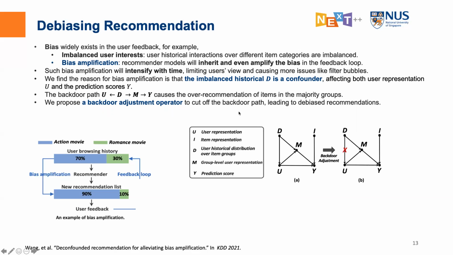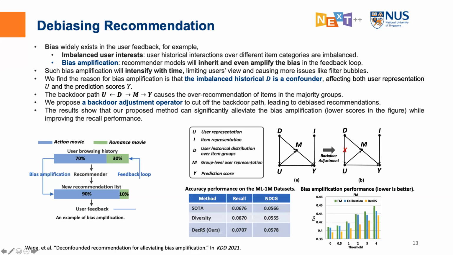It's just an easy, intuitive solution to solve this kind of backdoor adjustment issue, to solve this confounding issue. And we also find some positive results. This is the performance with respect to the accuracy, and this is with respect to the biased application. This is a metric to measure how the bias is amplified. Lower value indicates better performance, and we can find that our method can mitigate the bias amplification issue.